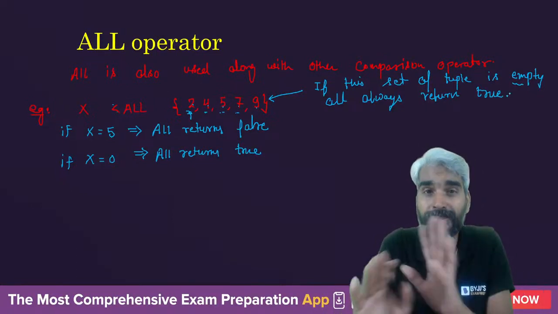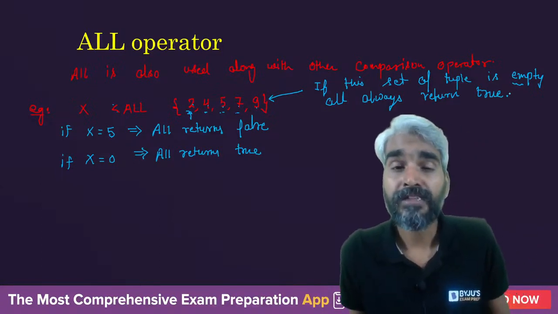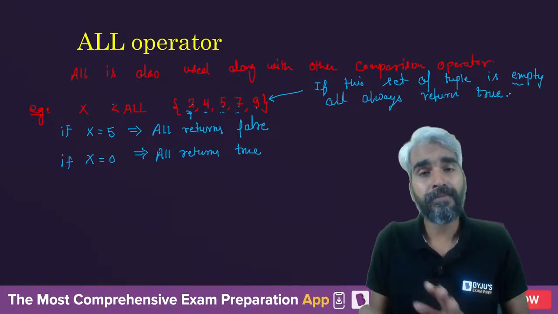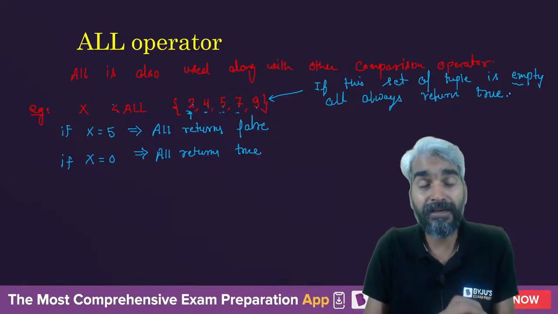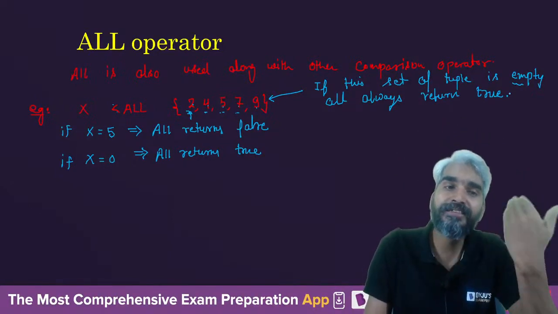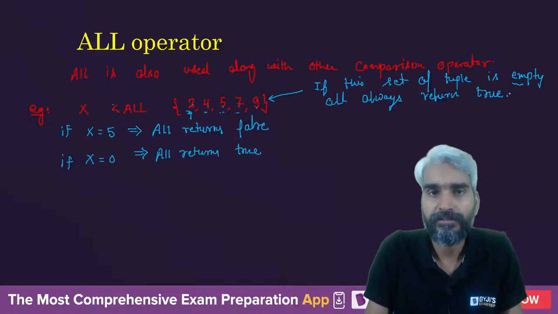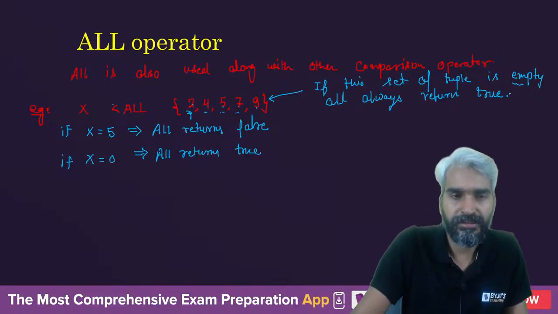Got the idea? So this is something which you need to remember. If your given set of tuples is empty, then any will always return false. And if the set of tuples is empty, then all will always return true. Clear? So this is the simple thing.